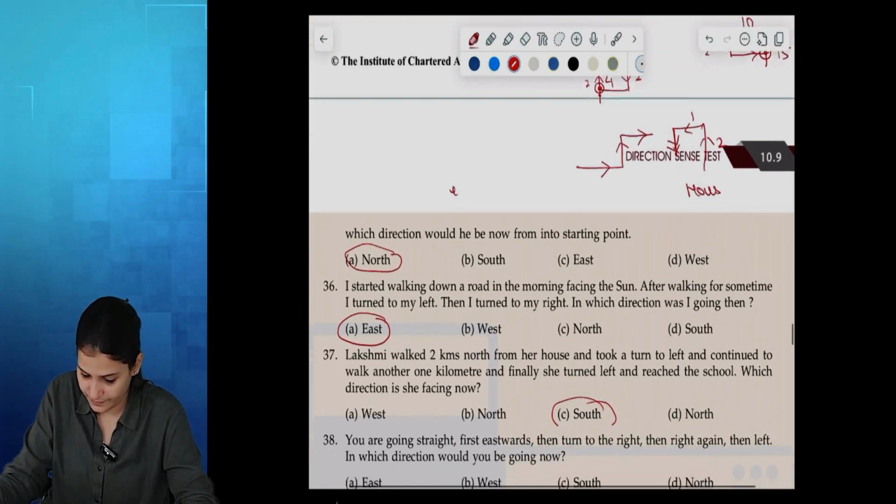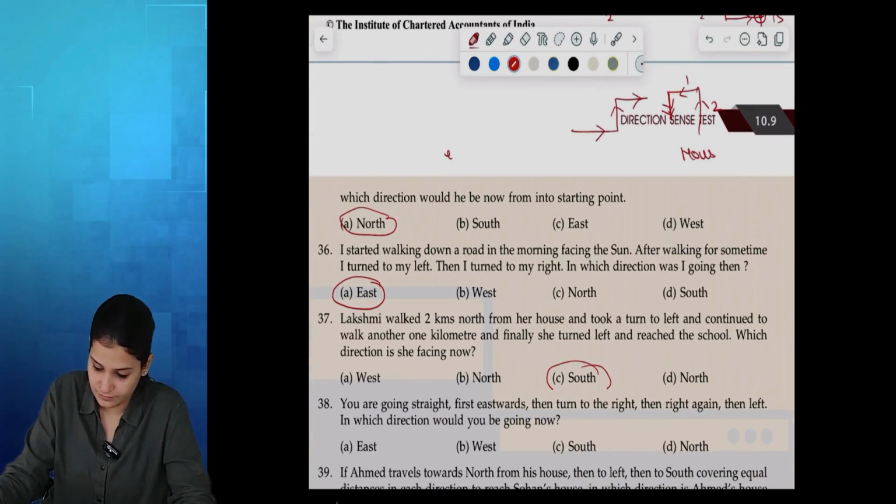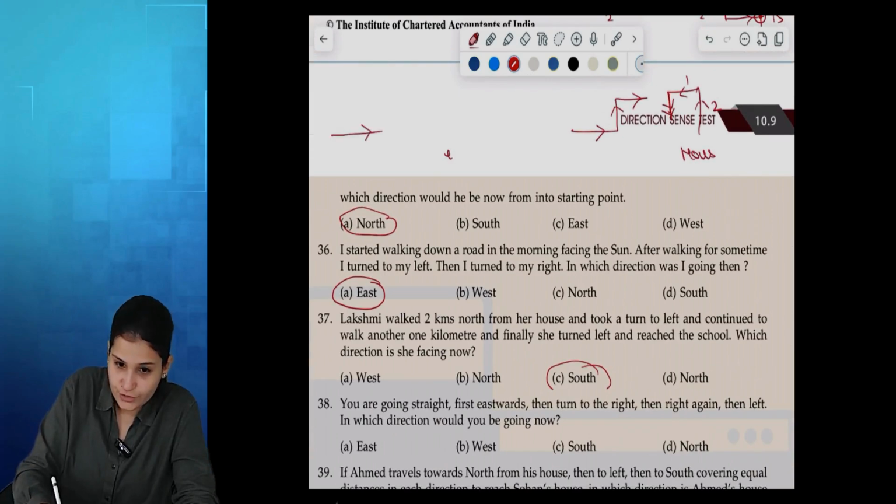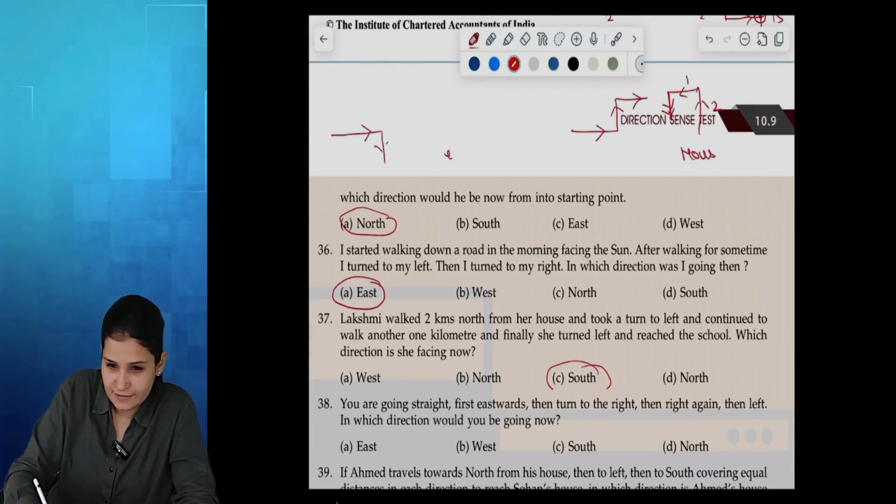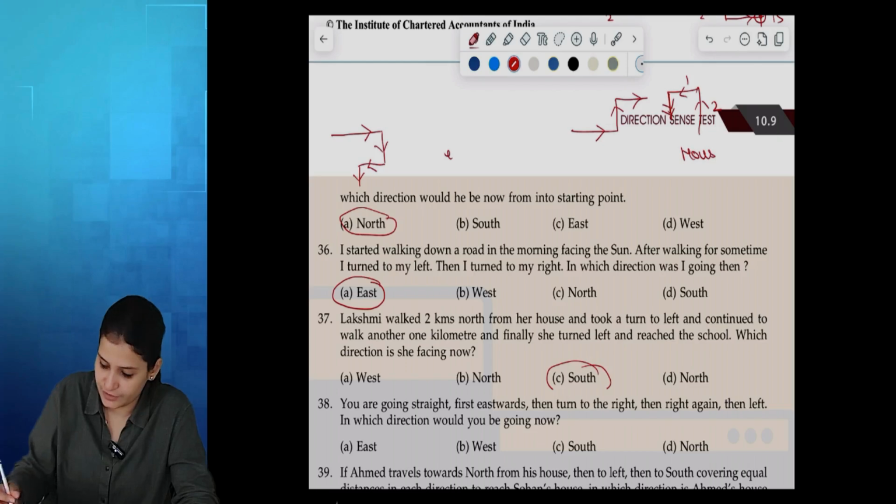38. South. First eastward, turn to the right, then right, and then left. He is moving downwards. So south.